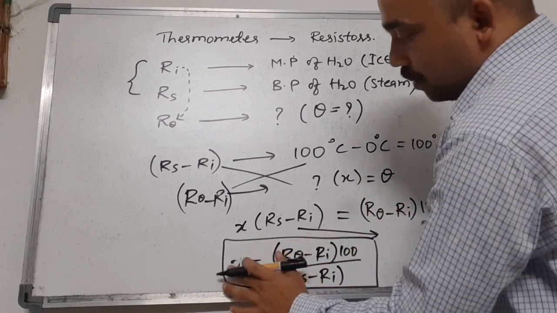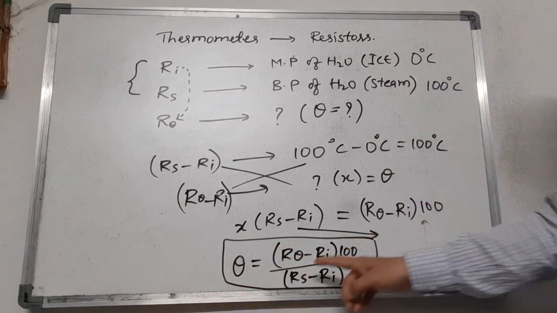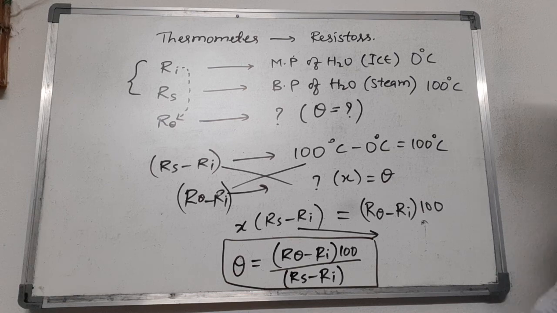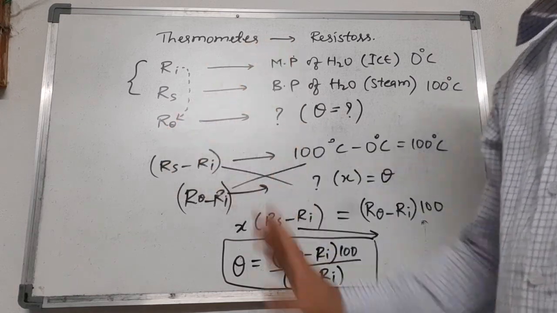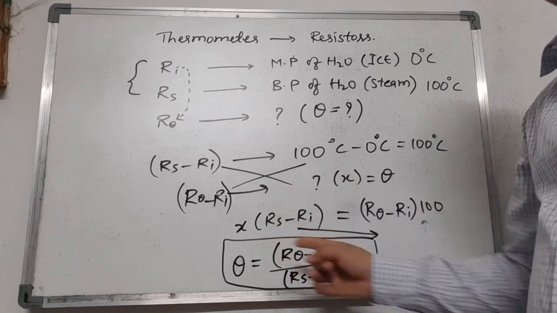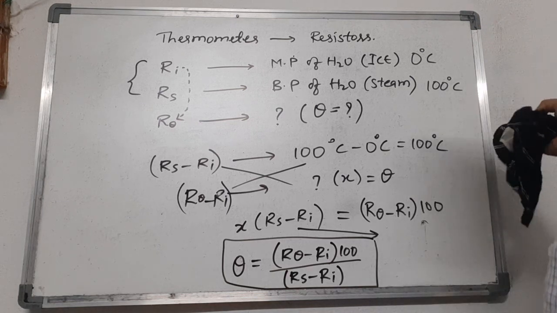So our formula can be rewritten as theta is equal to R theta minus Ri by Rs minus Ri into 100. This is our formula to find out the temperature corresponding to a particular resistance. Okay, so we shall do one problem based on this one to understand. For understanding better, we shall do one small problem, very simple. Okay, we shall do that problem now.